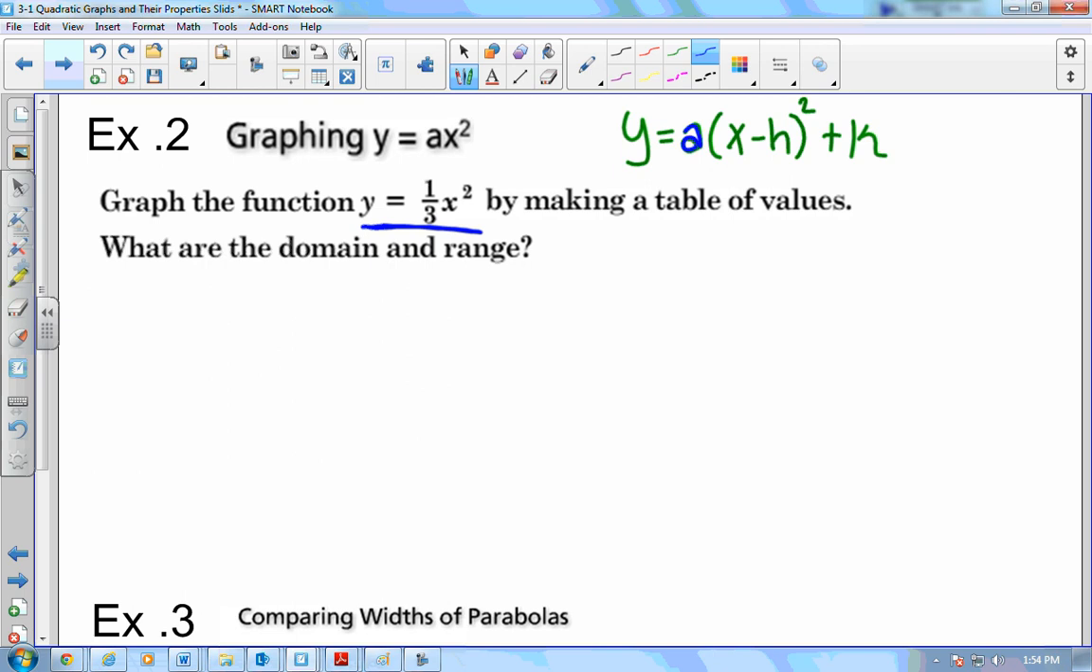If you do not have a graphing calculator, everyone needs a graphing calculator. We have some there, and I have some black ones here. Okay, everyone needs a graphing calculator. If you need one, come get it now, please.